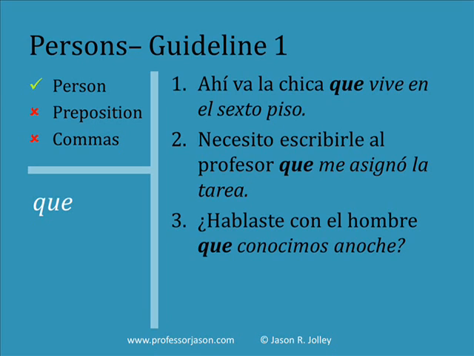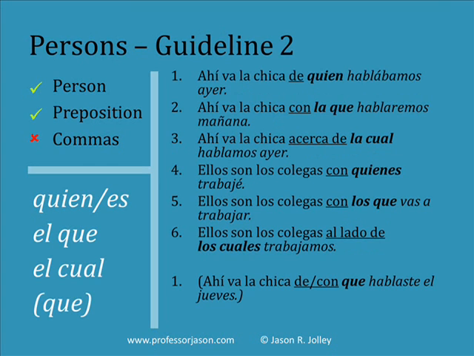So you can use que, as we saw earlier, to talk about people. Examples. Ahí va la chica que vive en el 6º piso. Necesito escribirle al profesor que me asignó la tarea. ¿Hablaste con el hombre que conocimos anoche? So again, we're talking about people, but because there are no prepositions and no restrictive clauses set off by commas, we should just use que.